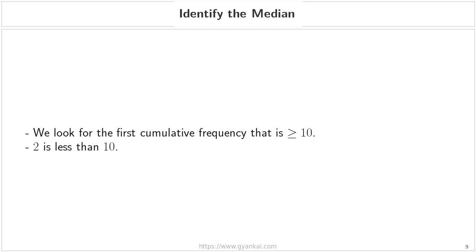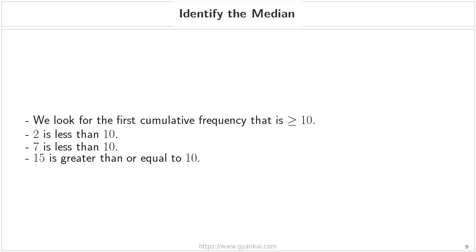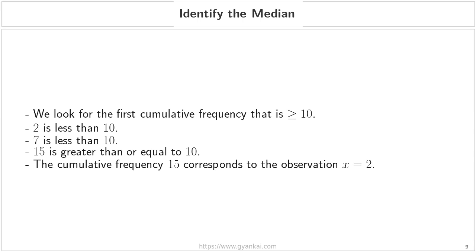First, we see a cumulative frequency of 2, which is clearly less than 10. Moving down, we find a cumulative frequency of 7, which is still less than 10. However, the next value we encounter is 15, and since 15 is greater than or equal to 10, we have found our target. Now, look closely at the table to see which observation this value belongs to. The cumulative frequency of 15 corresponds to the number of books being equal to 2. Therefore, our median number of books read is 2.